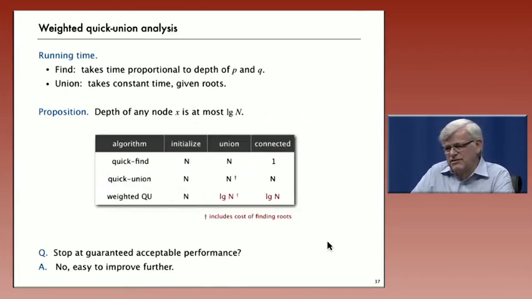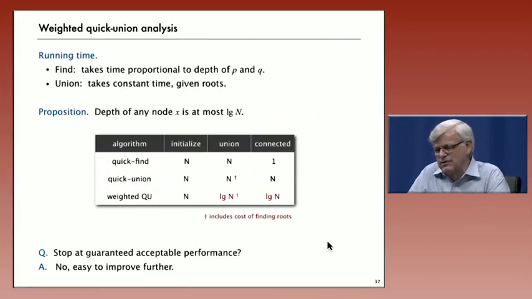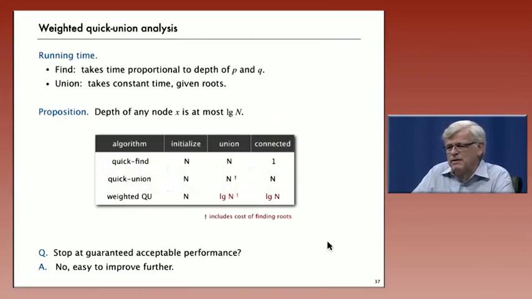Now, the initialization always takes time proportional to n, but now both the union and the connected or find operation take time proportional to log base 2 of n. And that is an algorithm that scales. If n grows from 1,000,000 to 1,000,000,000, that cost goes from 20 to 30, which is quite acceptable.